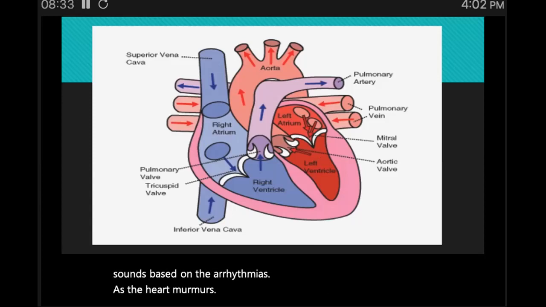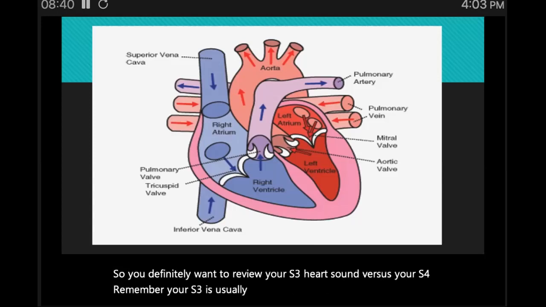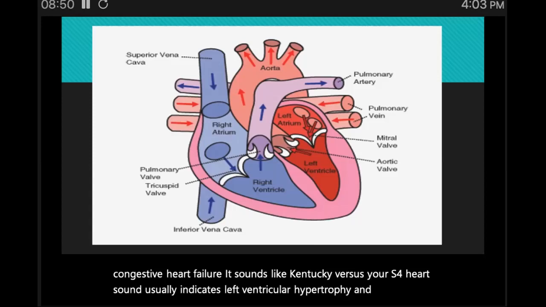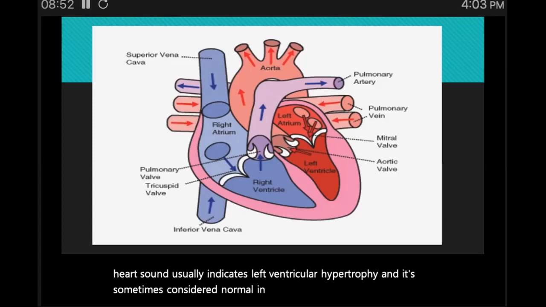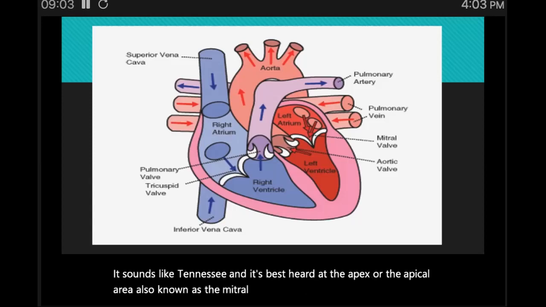So you definitely want to review your S3 heart sound versus your S4. Remember, your S3 is usually indicative of heart failure or congestive heart failure. It sounds like Kentucky, versus your S4 heart sound, which usually indicates left ventricular hypertrophy, and it's sometimes considered normal in the elderly because of slight stiffness of the left ventricle. It sounds like Tennessee, and it's best heard at the apex or the apical area, also known as the mitral area, using the bell of the stethoscope.